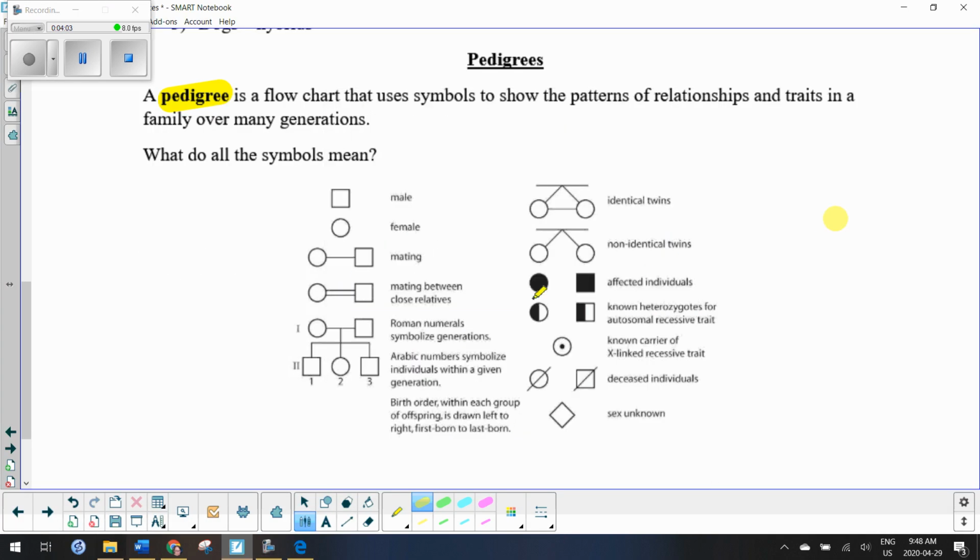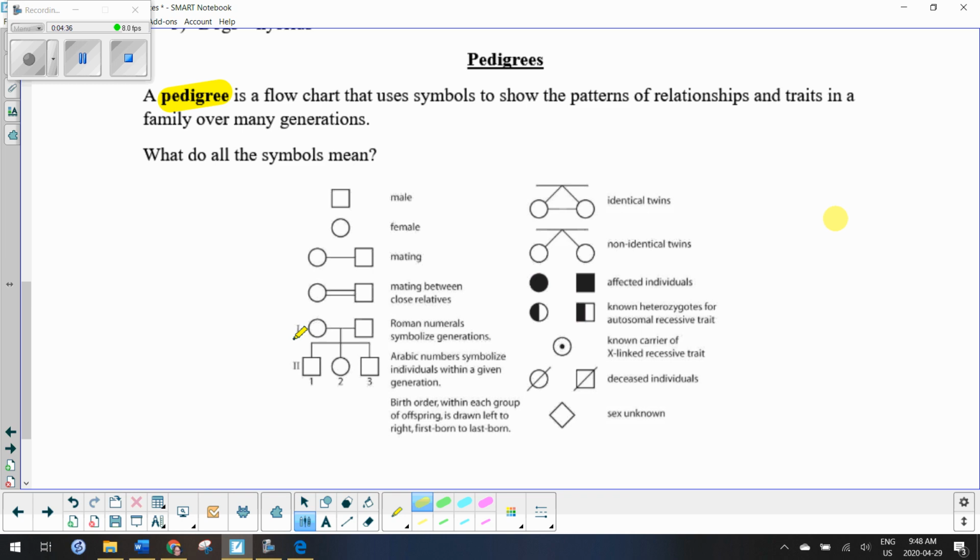So males are represented by square boxes. Females are represented by circles. You never mix the two. Mating is represented by connecting a line between a male and a female symbol. Mating between close relatives is two lines. When you are representing the mating and production of offspring, you put the offspring in the center of the mating line, and then you create your offspring.